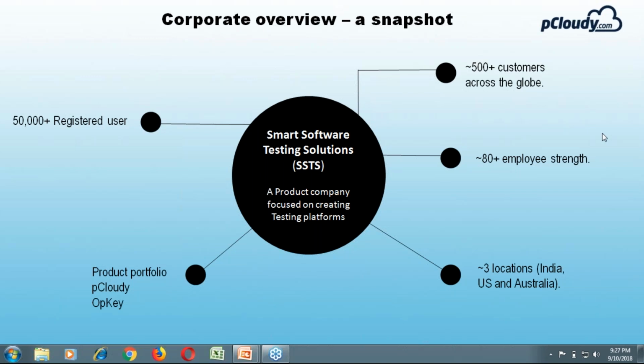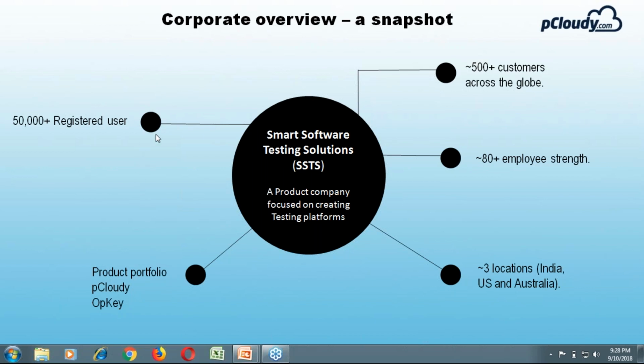Corporate overview of pCloudy. Quickly, we'll see what exactly we do at pCloudy and who we are. We are commonly known as Smart Software Testing Solutions, SSTS for short. We are a complete product-based company focusing on creating testing platforms. As Nagendra mentioned, we have two products in our portfolio, pCloudy and OpKey. He has demonstrated both in the presentation.